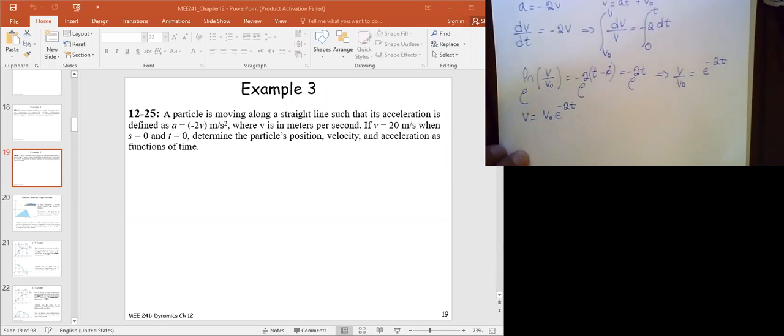And from our example, what is velocity initial is 20, right? So your velocity is equal to 20 e minus 2t, okay? So now if we were to get the acceleration as a function of time, how can I get the acceleration as a function of time?